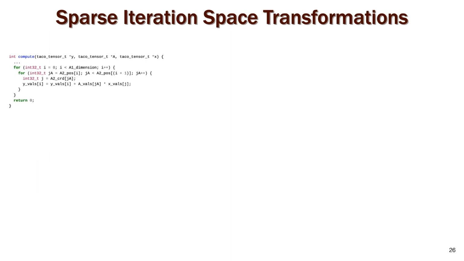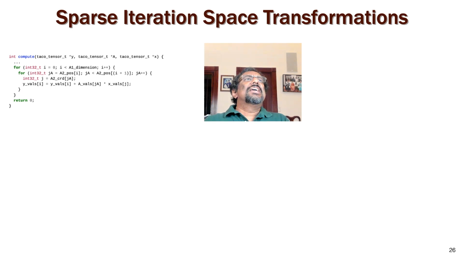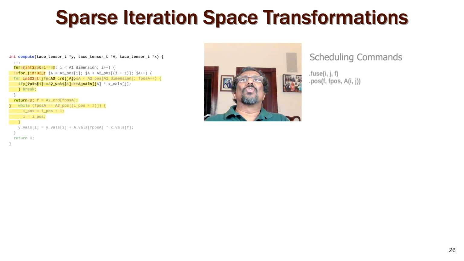Now, let me show some results of what you can do. Here's the code for sparse matrix vector multiply, where A is in a CSR format and the vector is dense and the output is also dense. So this is the normal code that we will generate. But now we can start using our scheduling language to control that.